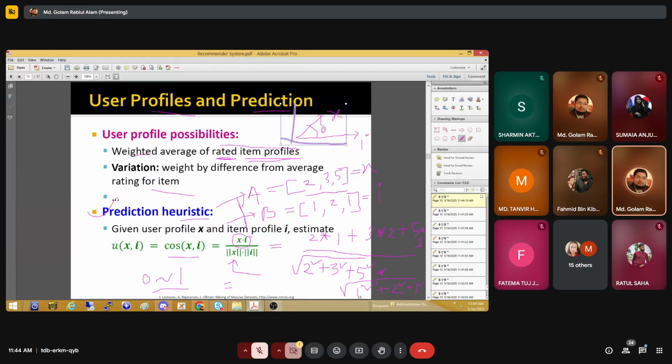The dissimilarity means the theta is greater, and similarity, maybe you can say the one, means they are on the same line. The two vectors are just superimposed. So this is the prediction heuristic. That means we can find the similar items based on the cosine similarity, or maybe some other metrics also.